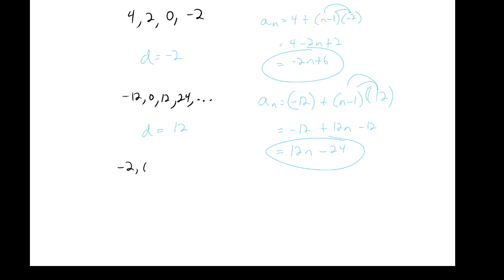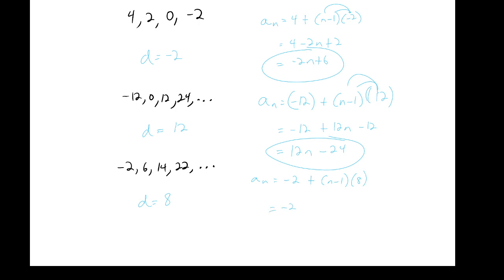Negative 2, 6, 14, 22. All right. So again, let's find our common difference. Let's make sure we get the right sign on it this time. Common difference from negative 2 to 6, from 6 to 14, from 14 to 22, we're adding 8. So it's going to be 8 this time. So let's go ahead and find our equation. a sub n, our first term is negative 2, okay? So then we're going to add n minus 1, and then it times our common difference, which is 8.